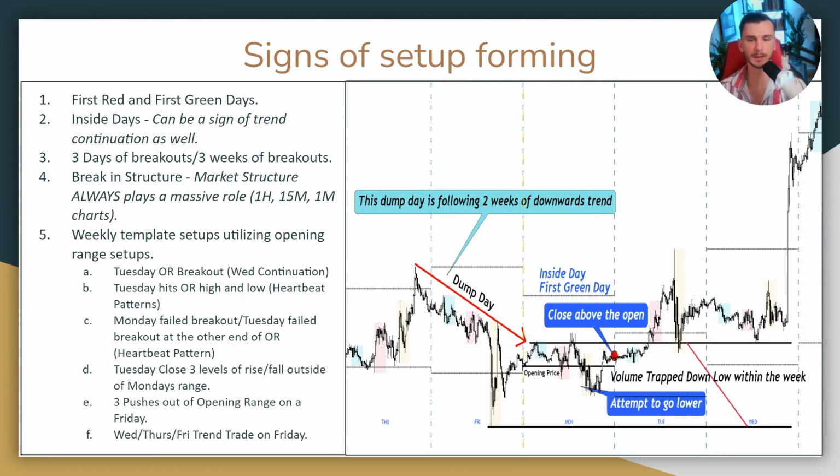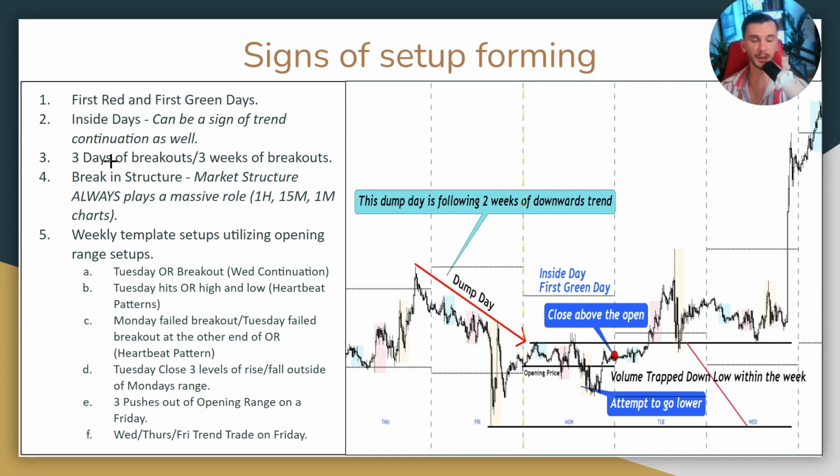But how do you know when a setup is actually beginning to form? Well, there are certain signals that you can search for or certain types of days that will develop in order for you to look in the next day for that setup to occur. There are also certain weekly templates based off of the opening range that you can look for to give you an insight into what the next day could do based off of market structure, timing, and the 3-session setup, of course. Some of those signal days could be first red and first green days. Inside bars on the daily chart, also known as an inside day.